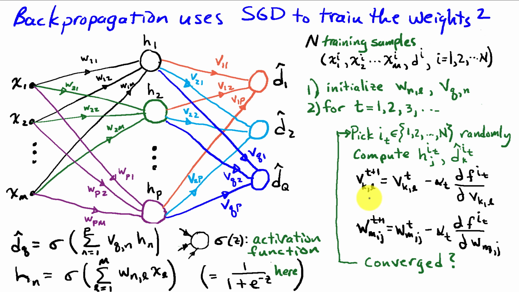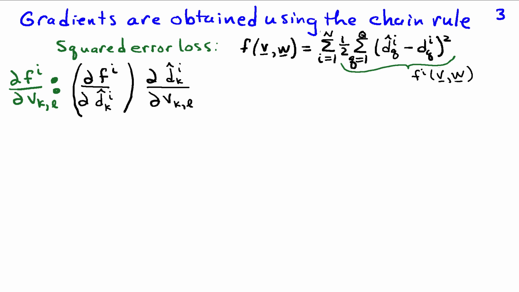So our update is going to be: the new weight in terms of the old weight at time t, minus a step size times the gradient of the cost function with respect to the weight. And similarly we'll do for W. We'll update the weight, the new one being the old one minus a step size times the gradient of the cost function with respect to the weight. The essential task we have before us right now is to find these gradients. And the method that we use to find the gradients is to apply the chain rule.